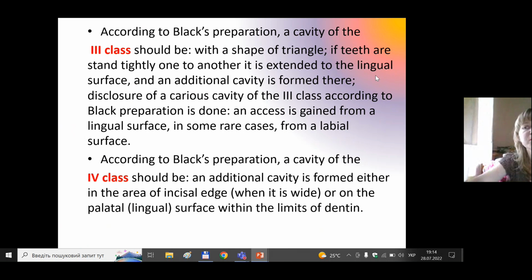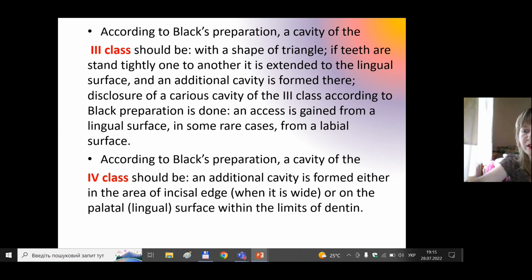And according to Black's preparation, a cavity of the third class should have the shape of a triangle. If teeth stand tightly one to another, it is extended to the lingual surface and an additional cavity is formed there. Disclosure of a caries cavity of the third class according to Black preparation is done, and access is gained from the lingual surface, in some rare cases from the labial surface, but lingual is preferred.